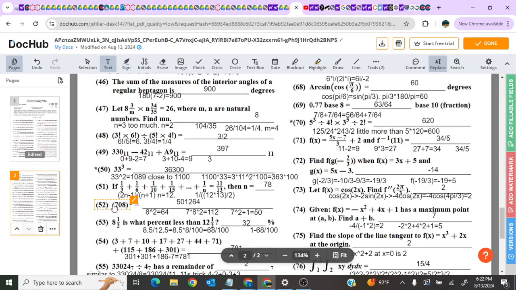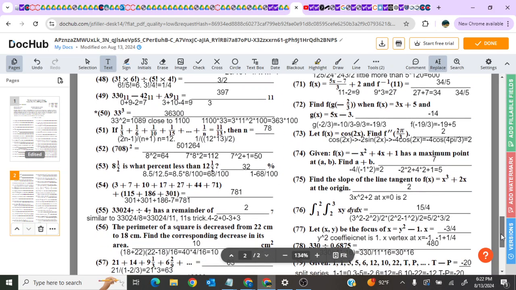53, 8 and 1 half is what percent less than 12 and 1 half? Well, okay, 8.5 divided by 12.5. Multiply both the numerator and denominator by 8, and you get 8.5 times 8 over 100. Well, which is 64 plus 0.5 times 8, which is 68 over 100. And then what percent less? You subtract that 68% from 100%, and you get 32%.